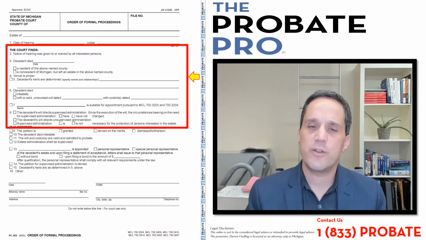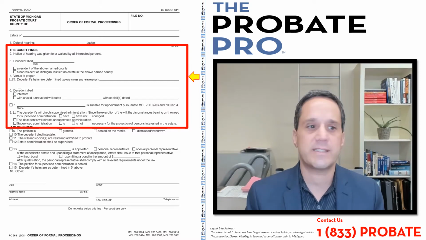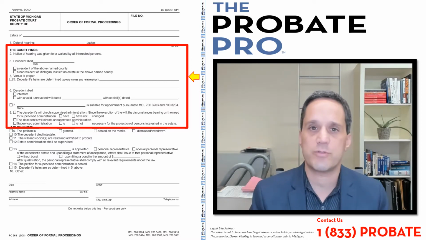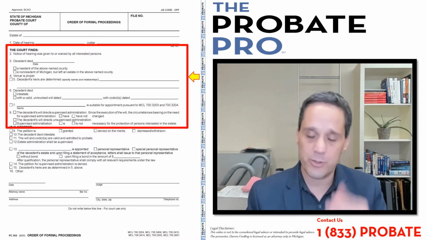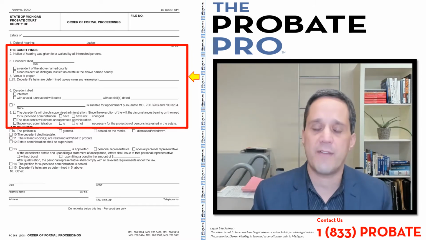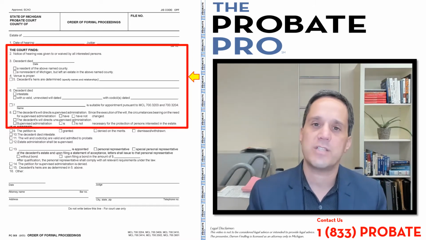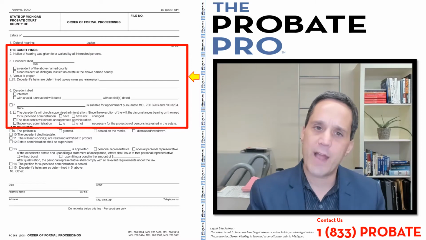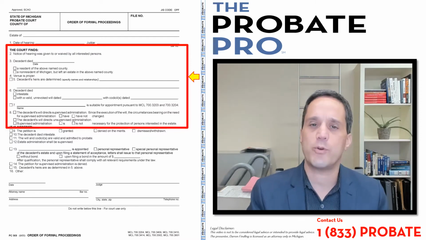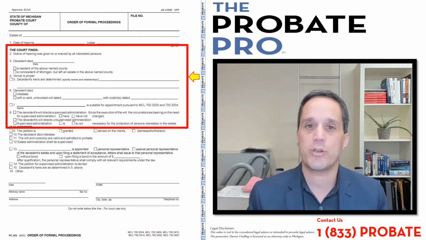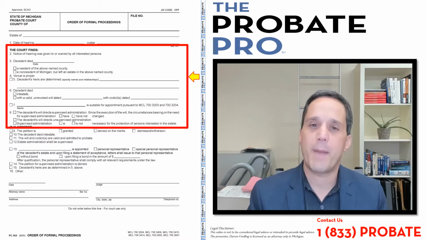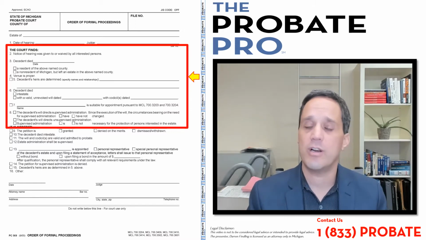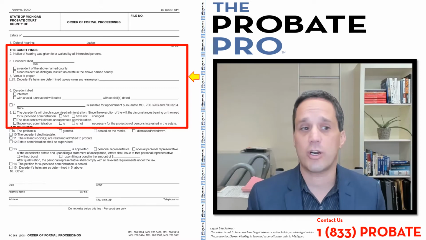Now first, there's a statement under number 2 that says that notice of hearing was given to or waived by all of the interested persons. Now the court rule 5.125 identifies the proper parties to be given notice. Now when you file the petition for probate, you have to of course give notice unless that notice has been waived by the interested persons. So here, this is just a finding that has occurred.